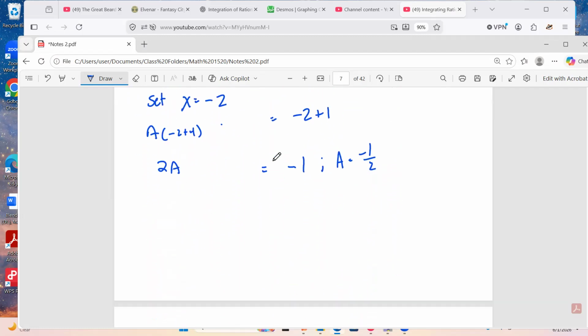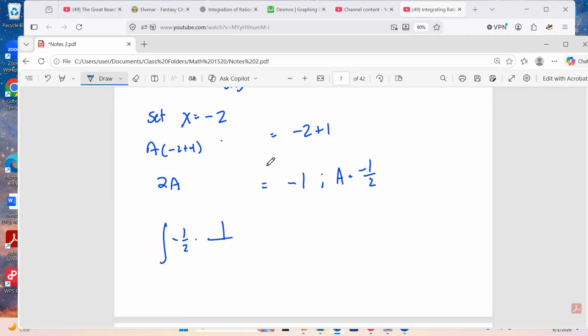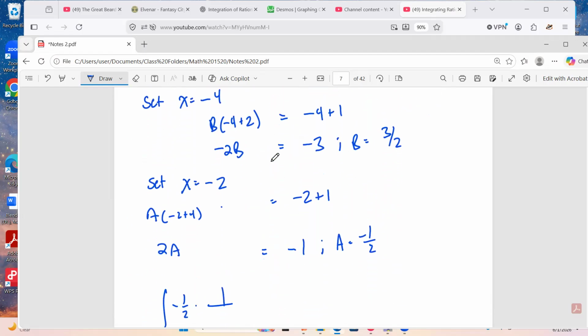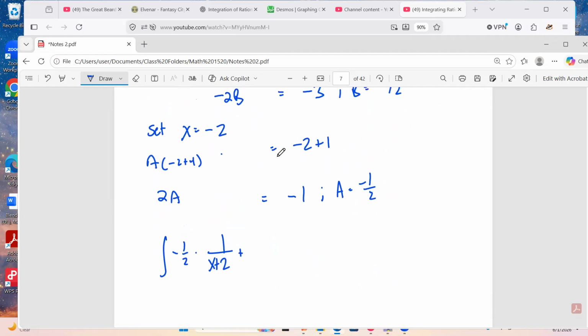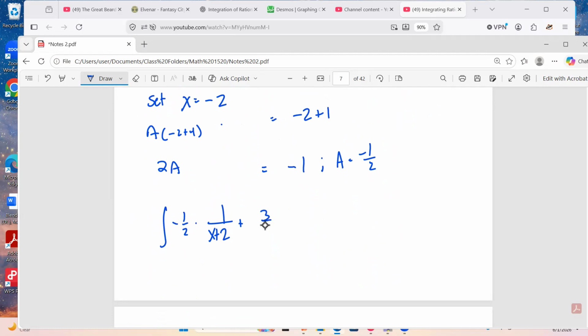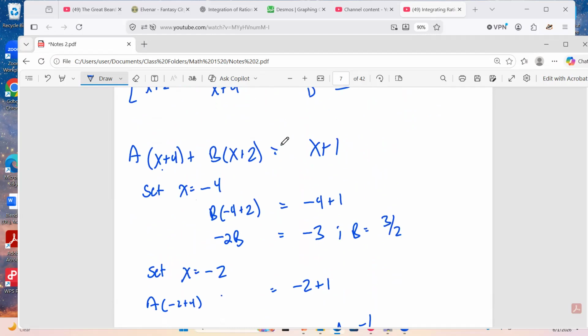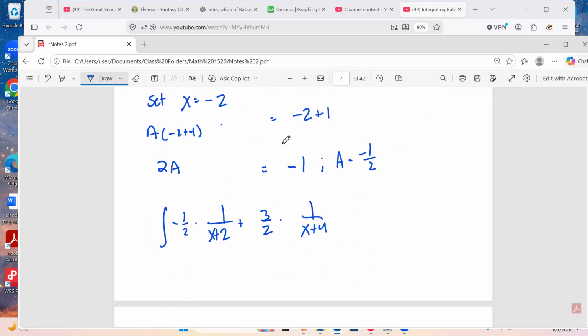So we want to integrate -1/2 times 1 over (x + 2), plus our B was 3/2, so 3/2 times 1 over (x + 4). And we're just going to integrate these pieces here. We replaced the left-hand side with the right-hand side. This is a much easier form to integrate, kind of like how with integration by parts, we can integrate those parts instead of the original thing.